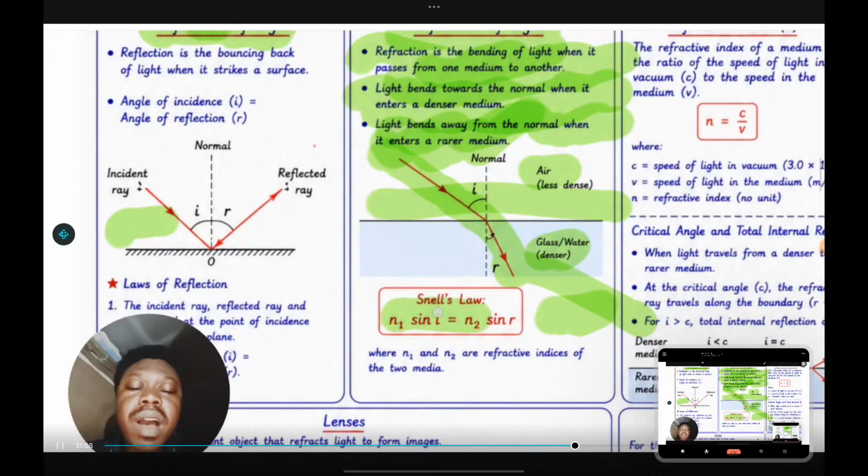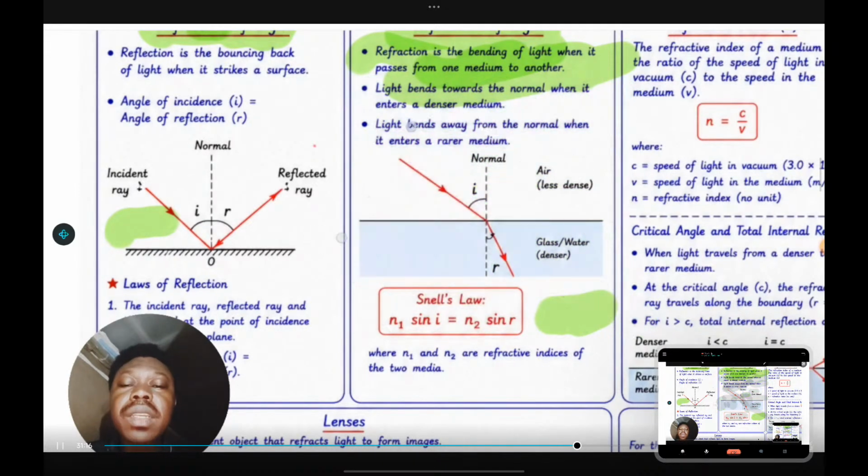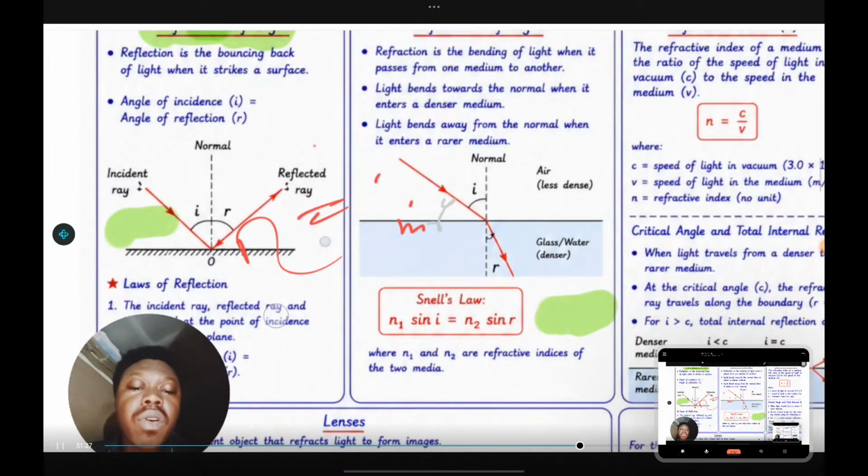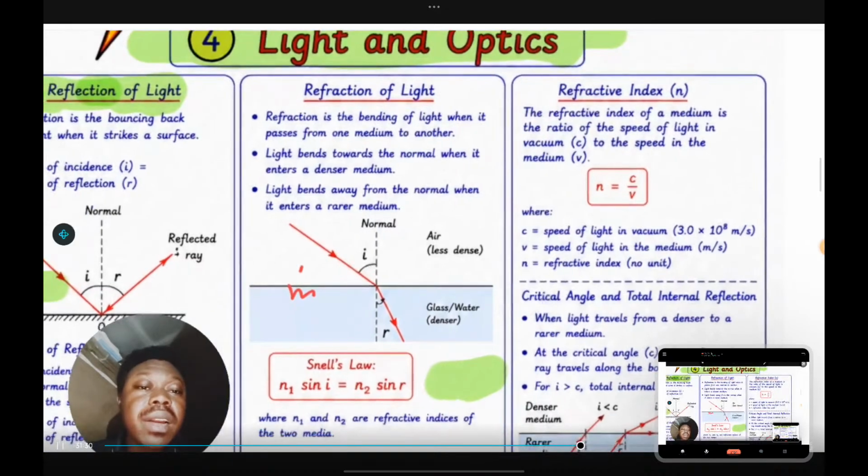And then we have our Snell's law as sine i over sine r. Take note of that. Please, let me write it for you. Sine i over sine r equals refractive index. Please take note of all these formulas. Then I can also have c over v as refractive index, because the refractive index of a medium is the ratio of the speed of light in vacuum c to the speed of light in the medium v. So this is speed against speed.